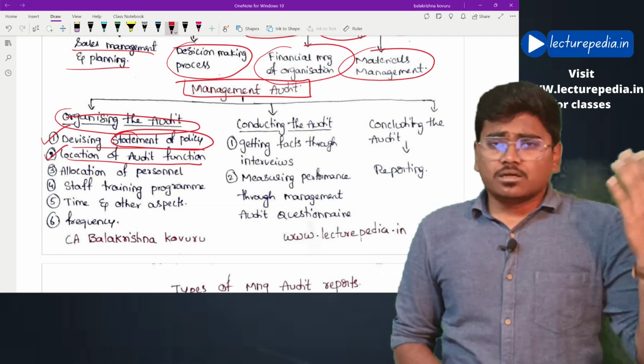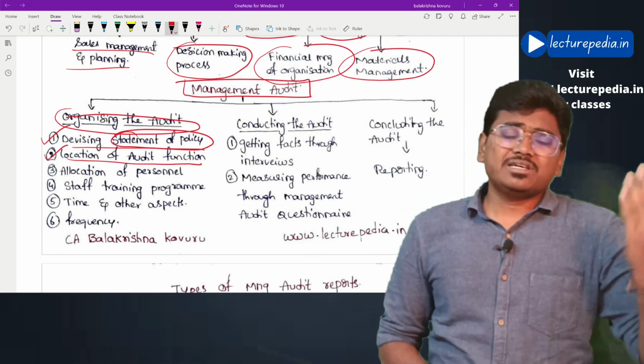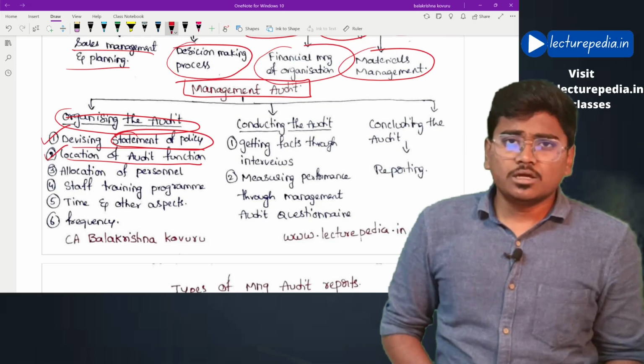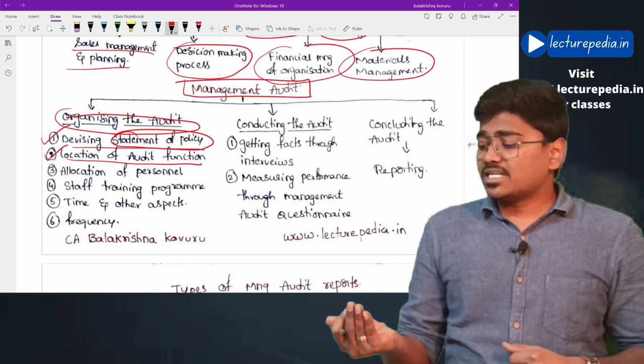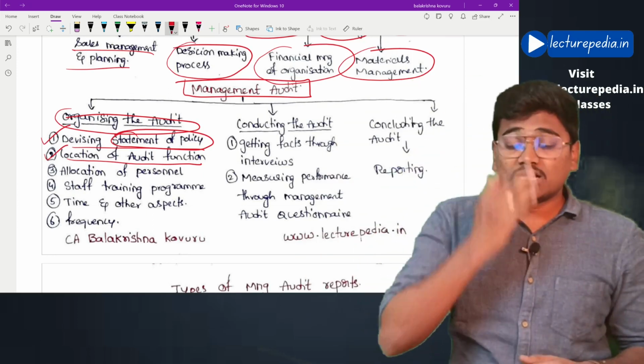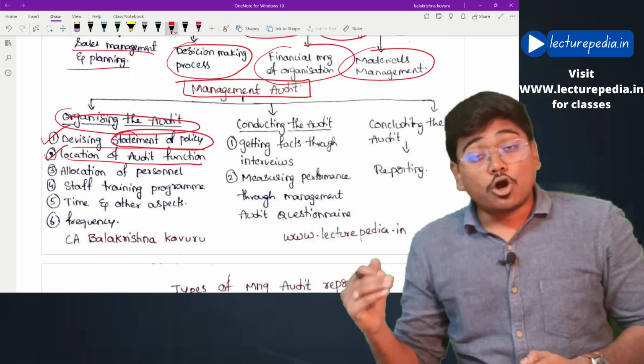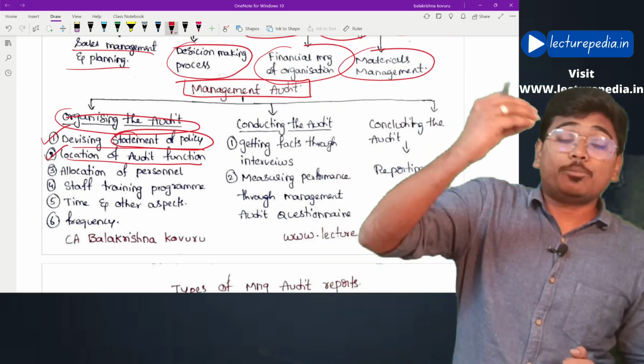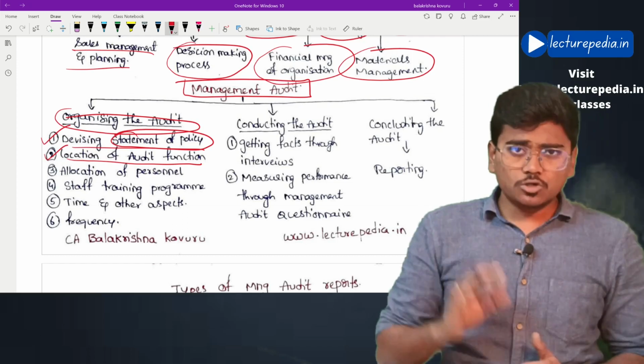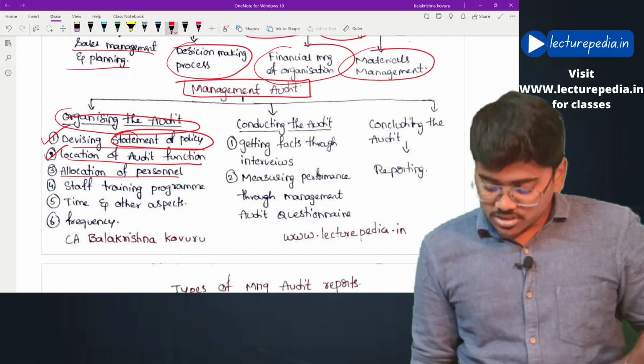Basically, in every organization we will be having three levels: top level, middle level and lower level. Now the management auditor is auditing the top level in the organization. So the management auditor should also be at the top level in the organization. Hope this is clear. Next, allocation of personnel.